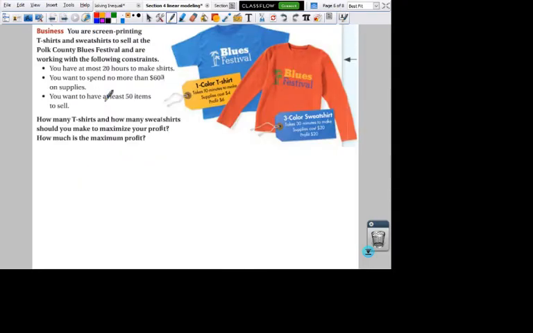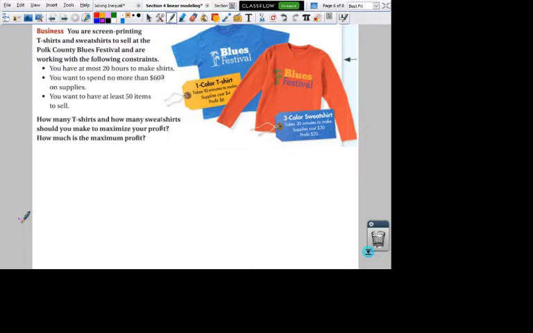All right. So let's do another one. You are printing T-shirts and sweatshirts to sell at the Polk County Blues Festival, and are working with the following constraints. You have at most 20 hours to make shirts. You want to spend no more than $600 on supplies. You want to have at least 50 items to sell.